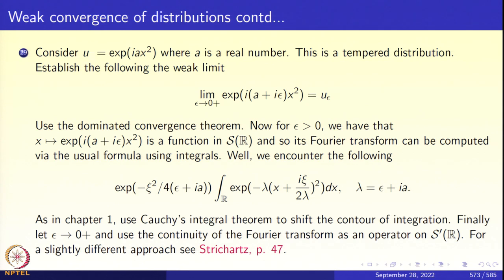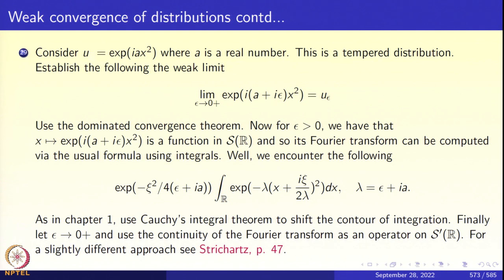So if you replace a by a plus i epsilon, what happens to the exponential? The exponential becomes e to the power i a x squared, and there's a minus epsilon x squared. Because of the presence of the minus epsilon x squared, suddenly the function has gone from L infinity and landed up in the Schwartz space S of R. It is rapidly decreasing, so we can compute the Fourier transform by using the integral formula. Proceed along the usual lines, how you compute the Fourier transform in chapter 4: put the definition, complete the square, and you land up in the integral that is displayed in the slide.